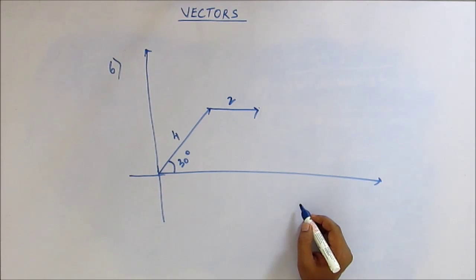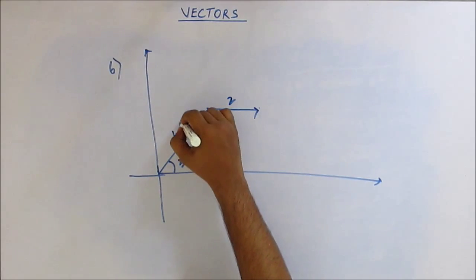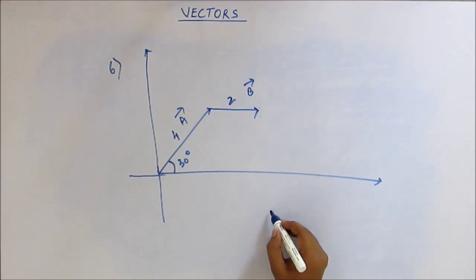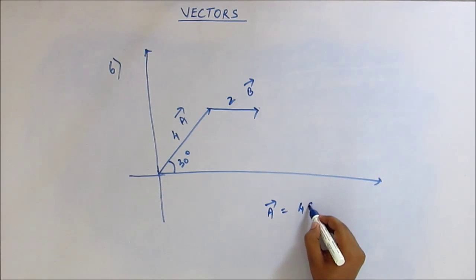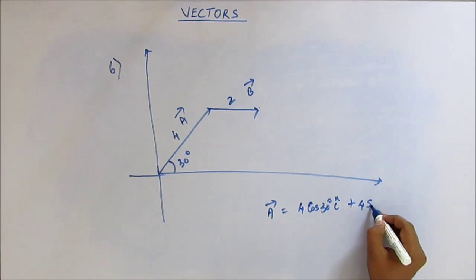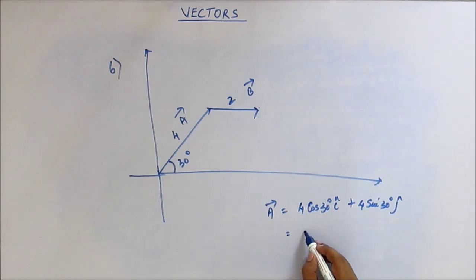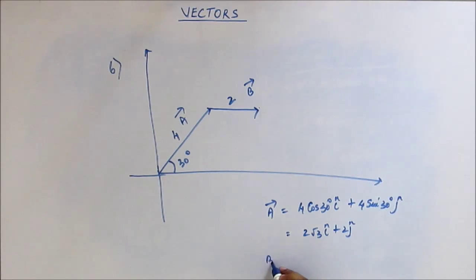What we have to do is, if you want it in the component form, just keep all the vectors in the component form. Let me call this A vector and this B vector. Now A vector in component form should be very easy for you to write. A vector would be 4 cos 30-degree i cap plus 4 sin 30-degree j cap. Now this is 2 root 3 i cap plus 2 j cap, and B vector is all along the x-axis, so it is actually just 2 i cap.